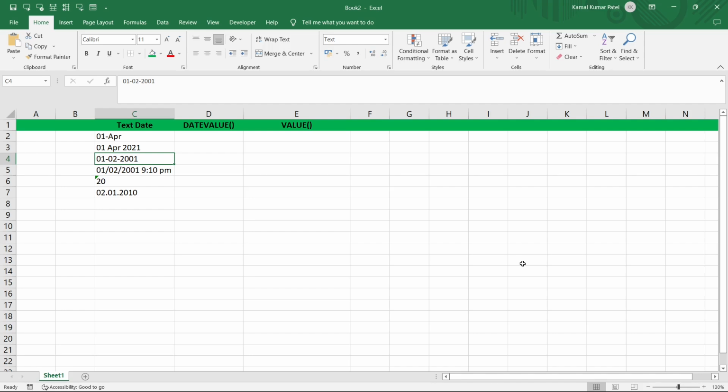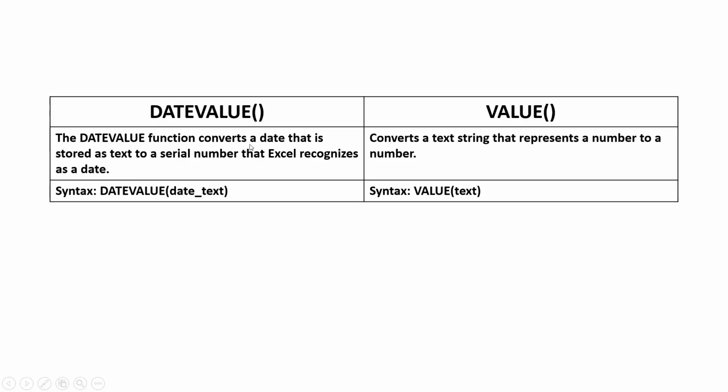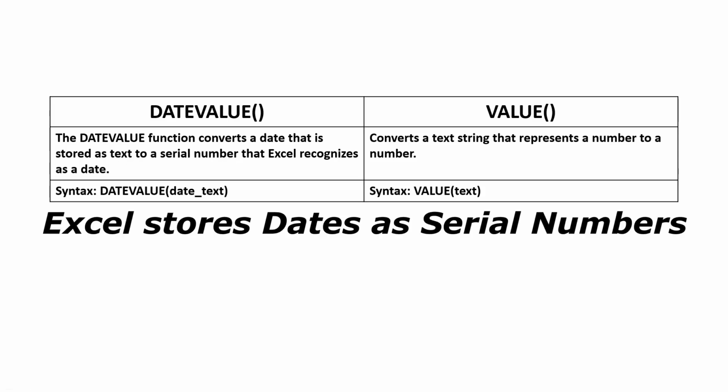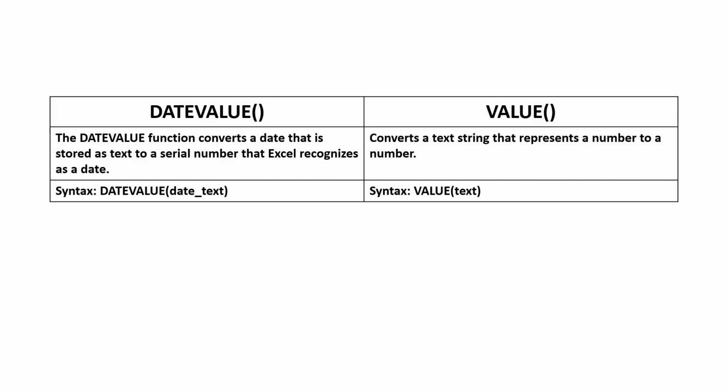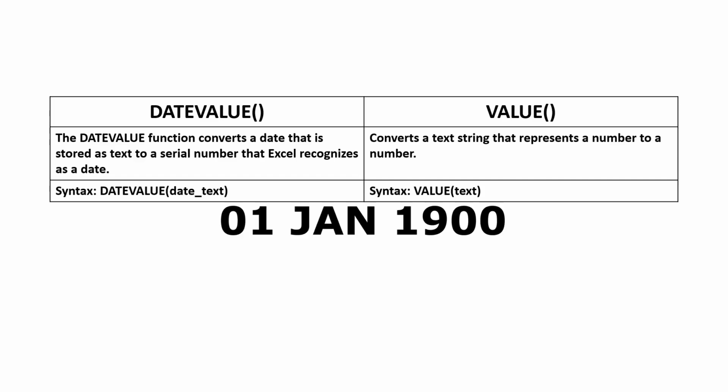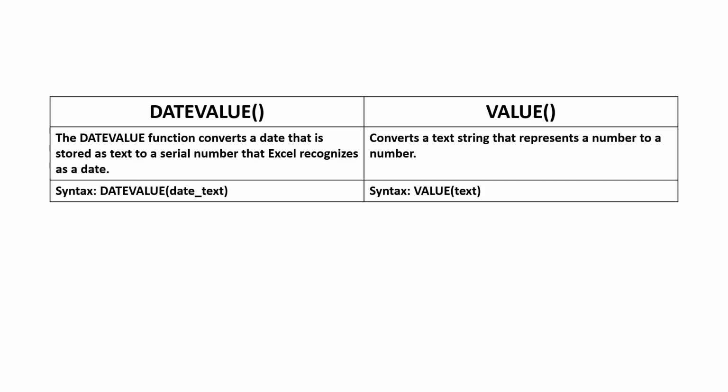In this video, we will see using the functions DATEVALUE and VALUE. The DATEVALUE function converts a date that is stored as text to a serial number. As we have earlier discussed, Excel stores the dates as serial numbers. The dates start from 1st January 1900, which is considered as the serial number 1, and similarly for the rest of the dates, it keeps on increasing. The VALUE function converts a text string that represents a number to a number. This is the syntax: VALUE, under bracket, text. This text can represent any date or time or any number, which we'll see now.